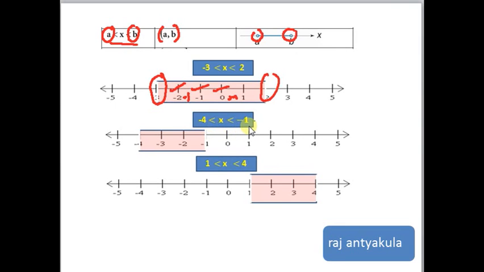Similarly, look at this example. Minus 4 less than x less than minus 1. So here the lower limit is minus 4, but it can't take minus 4. The equal to symbol is not there. So it can't take minus 4, it can't take minus 1, but it can take any value that lies in between.